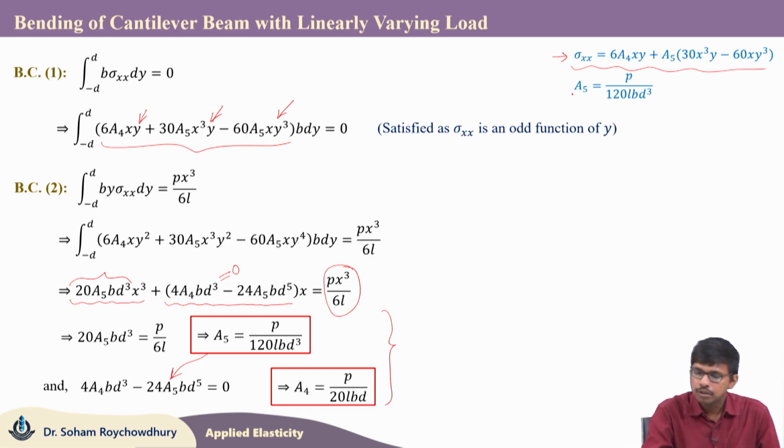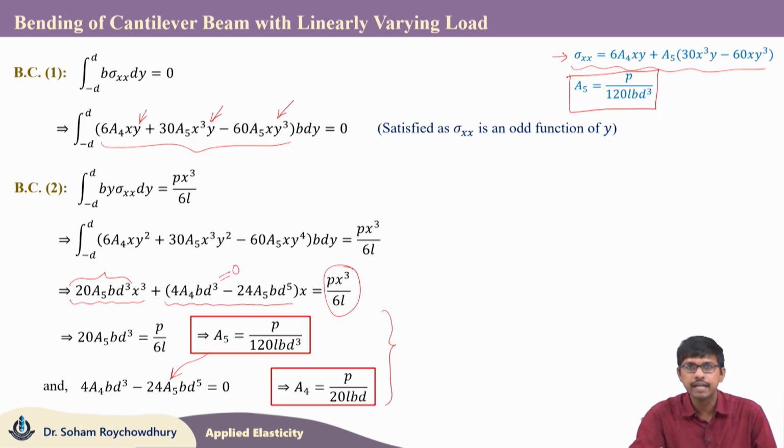Now, if you check, we had already obtained a5 from one of the previous boundary conditions, and comparing them you can verify that this a5 form is the same from boundary condition 2 and from the previous boundary condition. As we are getting the same constant from different boundary conditions, it means the chosen stress field is valid. This is compatible with all the boundary conditions.